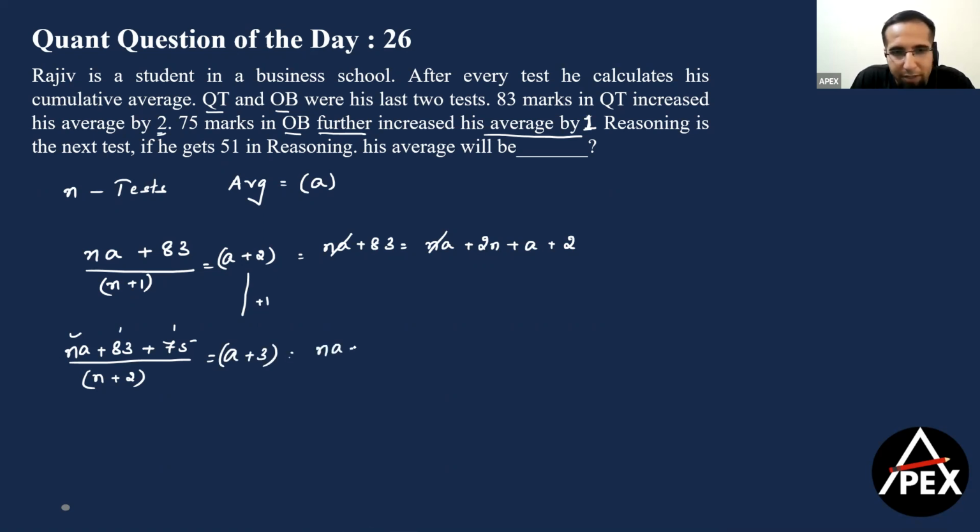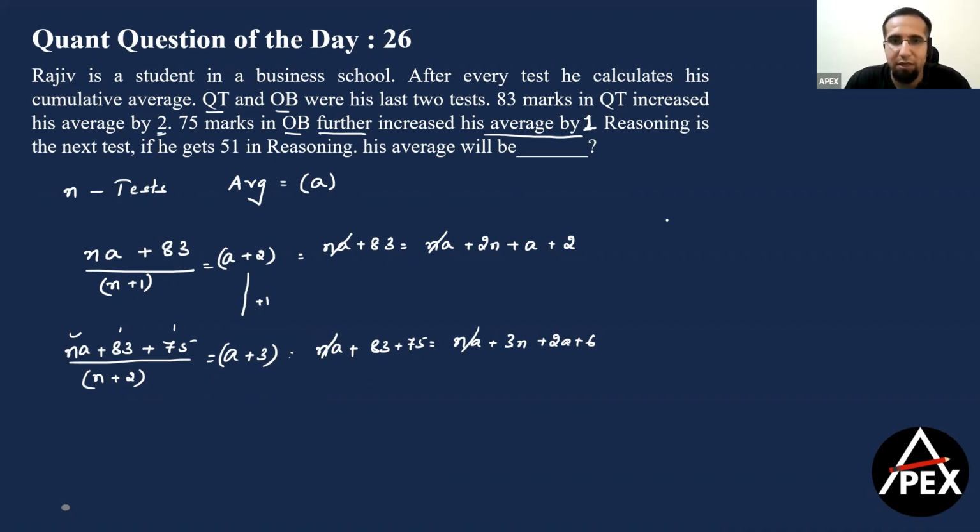So now if I open my brackets, what do I get? I get NA plus 83 plus 75, which we write so we can subtract these two terms very easily. Now this gives me NA plus 3N plus 2A plus 6. So again, NA and NA get cancelled. Clear, guys?